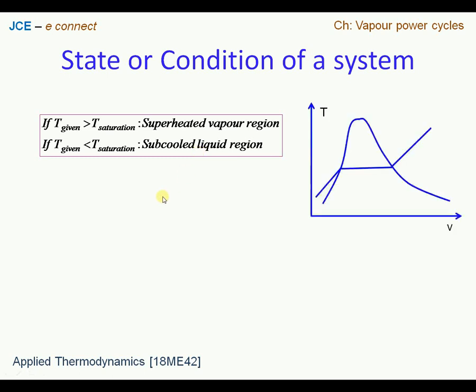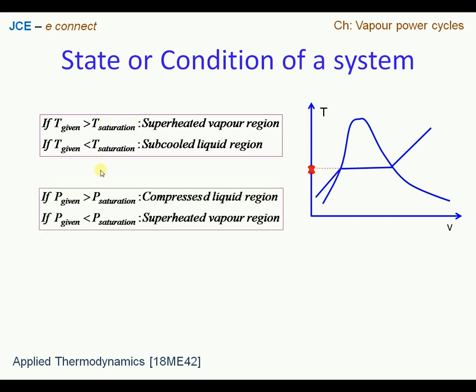Likewise, in terms of pressures, so here we have a TV plot, and when we extend the line from the saturation point, we get the corresponding point on the y-axis as the saturation temperature. Likewise, if the given pressure is greater than the saturation pressure, then the particular region will be the compressed liquid region. If the given pressure is less than the saturation pressure, then the system will be existing in the superheated vapor region.